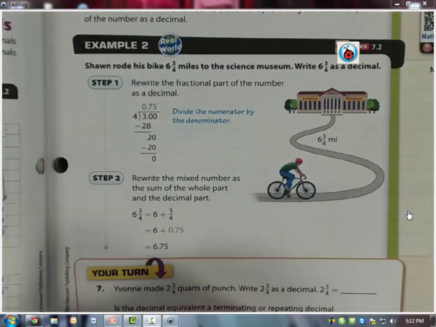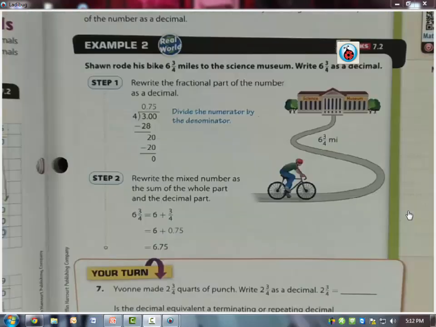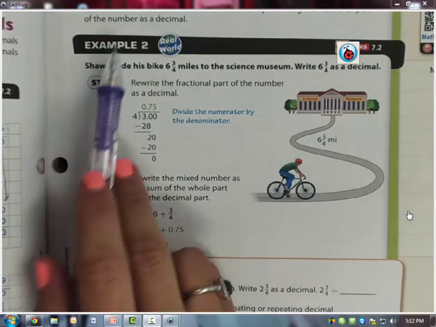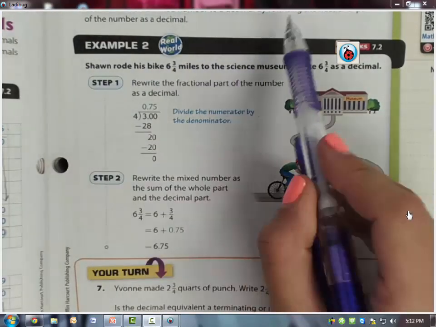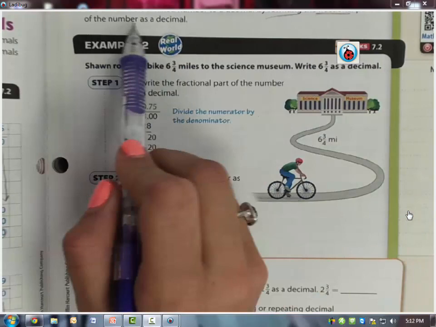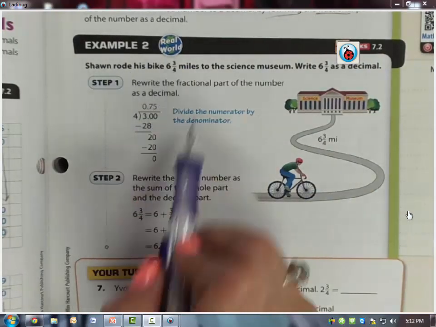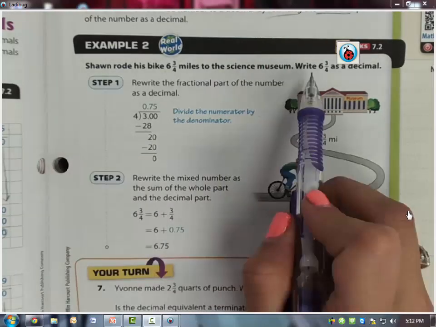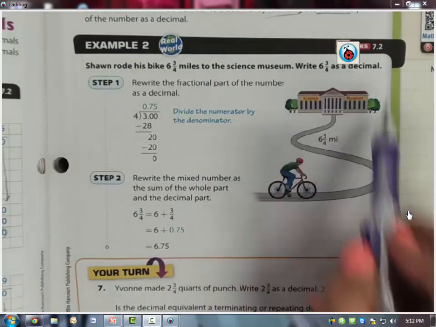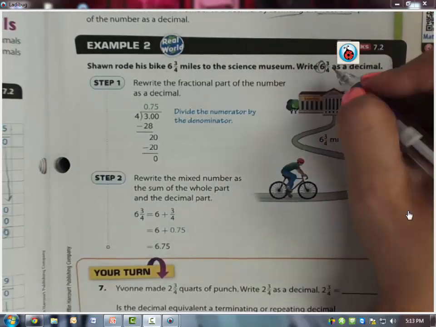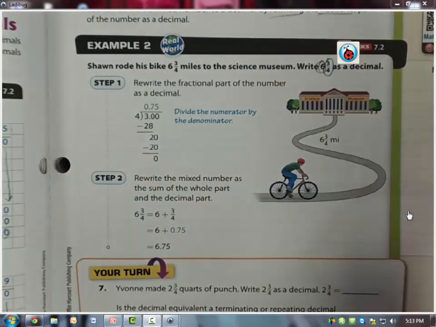You can convert a mixed number to a decimal by rewriting the fractional part of the number as a decimal. So, Sean rode his bike 6 3/4 miles to the Science Museum. We want to write 6 3/4 as a decimal. Alright, you got two parts. The whole number, which is 6, you want to leave that alone. And then you want to take the other part, which is 3/4, and turn that into a decimal. So step 1 was to turn 3/4 into a decimal.